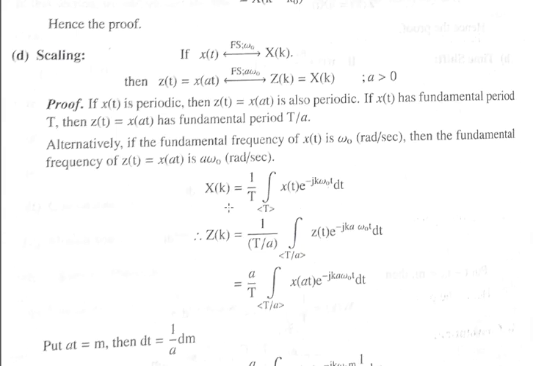Now let's write the analysis equation x of k, and we go for solving the scaled version of the series. So t is equal to t by a. The fundamental period will change to t by a. The integration also changes, as the period changes, so the integration would be over t by a, one period, of z of t e raised to j k a omega naught t.